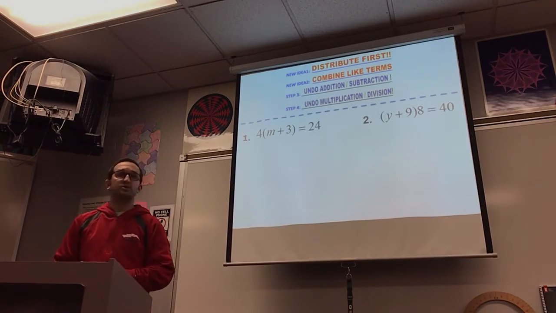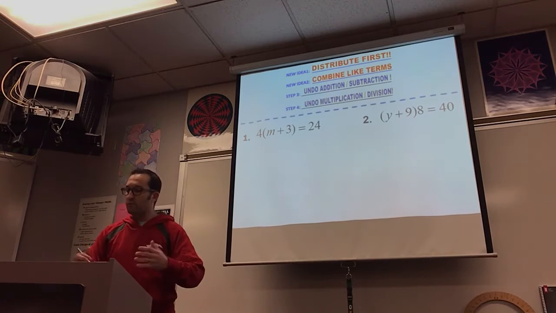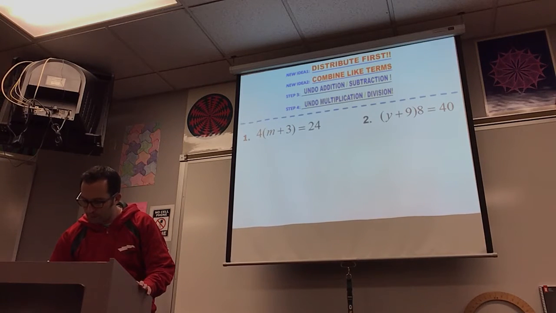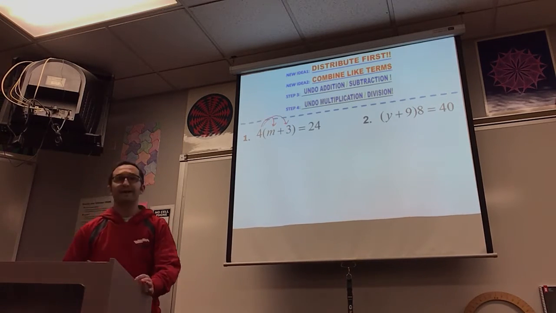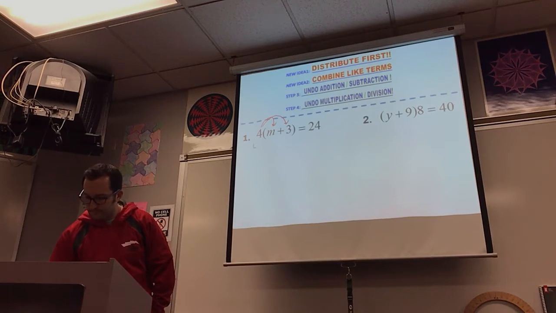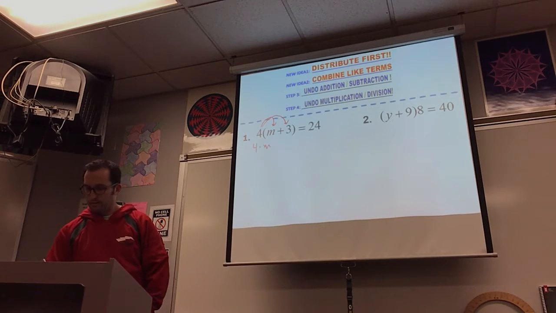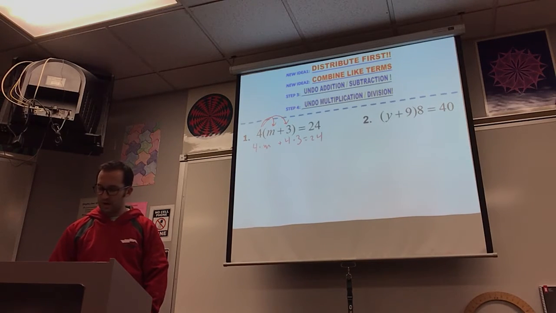All right? So let's do number 1, excuse me. Right away I want to distribute, right? Boom. And I get 4 times what? m. Good. Plus 4 times 3. And that's going to equal 24. Now I did forget to draw my wall. I'm so sorry.